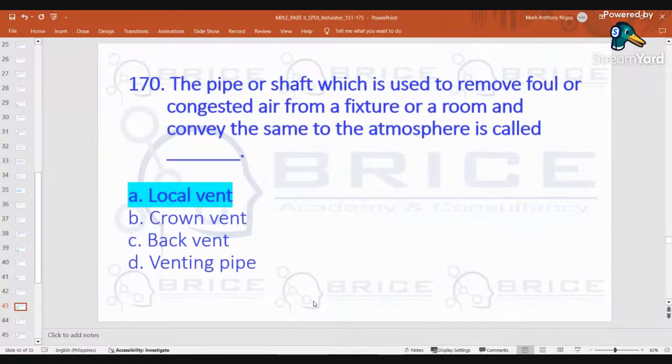The pipe or shaft which is used to remove foul or congested air from a fixture or a room and convey the same to the atmosphere is called local vent.